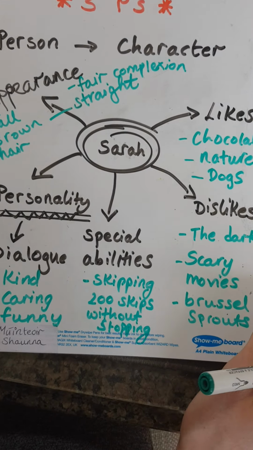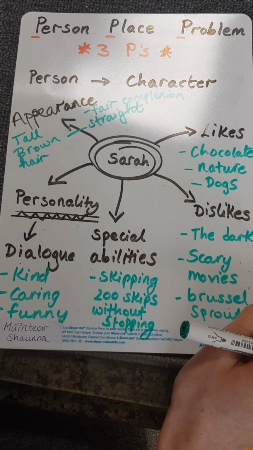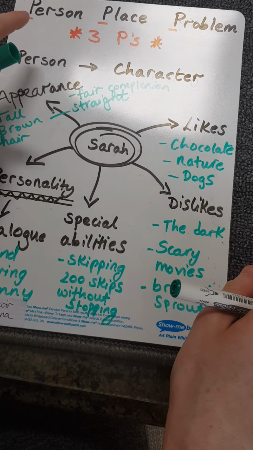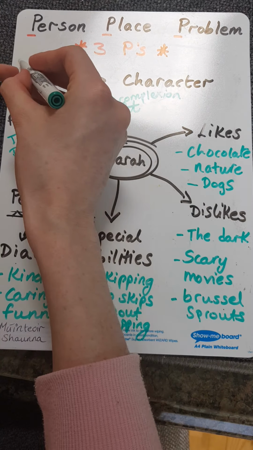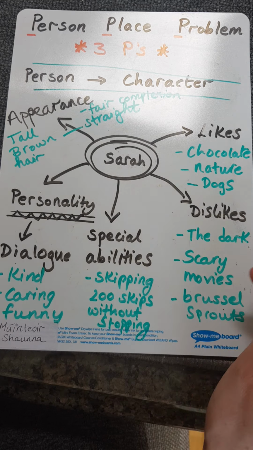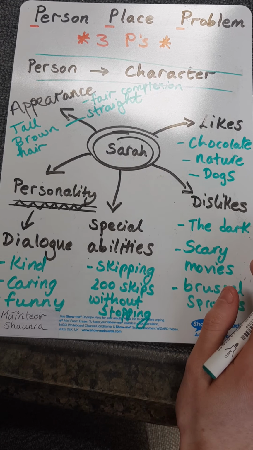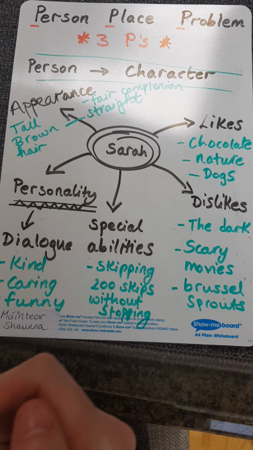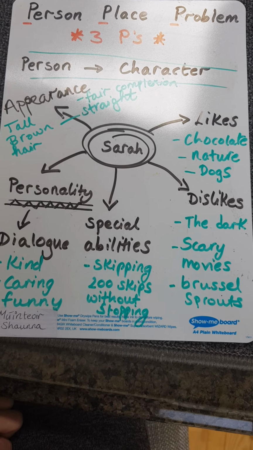So that is how I do my mind map for my person, which is the first P, or really which translates to character. All right, so we have that done. The next thing I need to do is move on to planning my place, and I'm going to do that in the next video now.